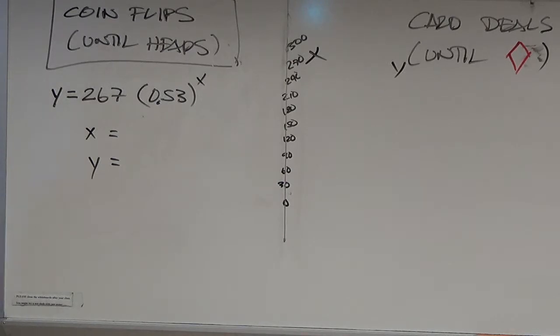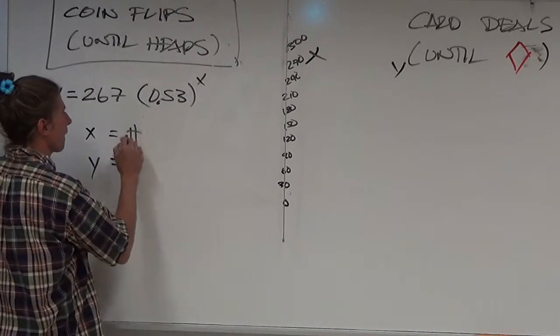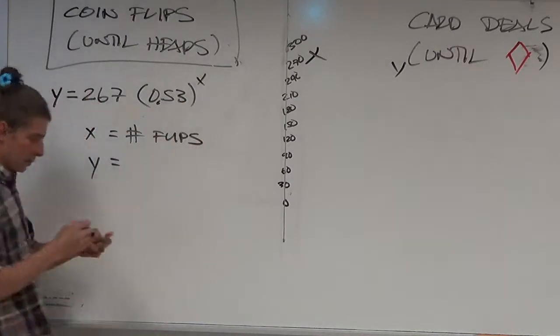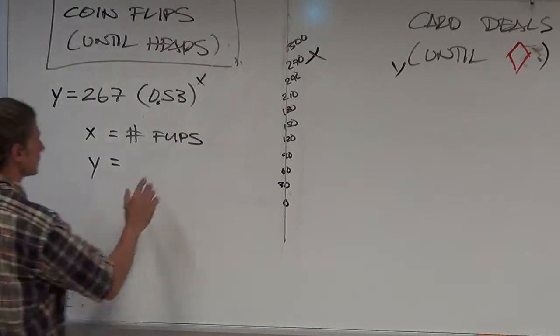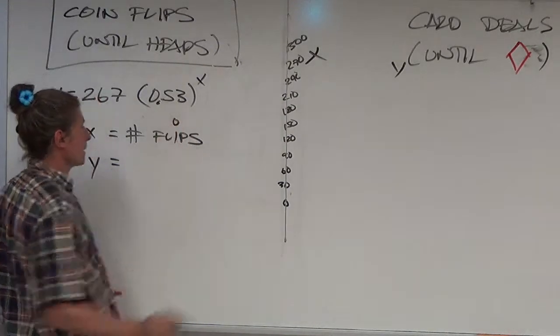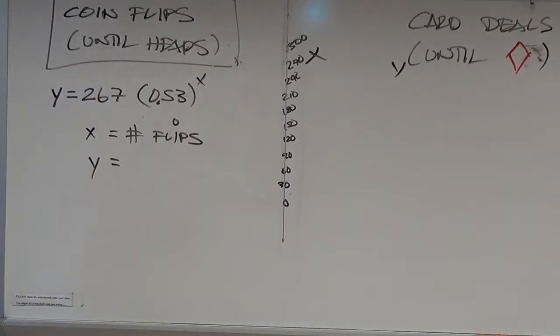X and Y. What does X stand for in here? It's the same X that we put into our TIs to get the model. It's a number of flips. X is number of flips. 0, 1, 2, 3, 4, 5, up to 9. Technically speaking, they should go higher than 9.